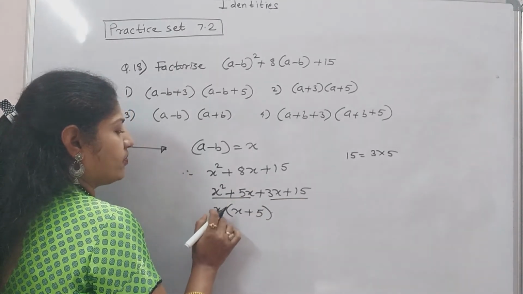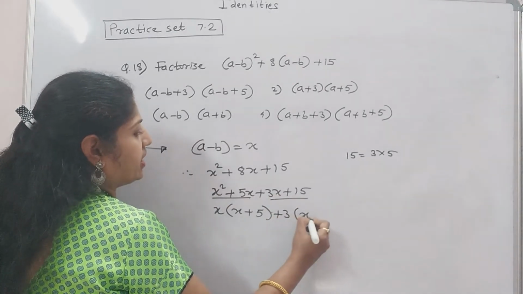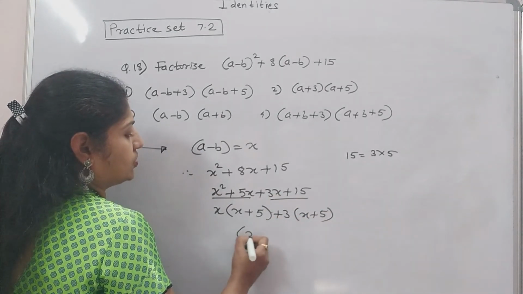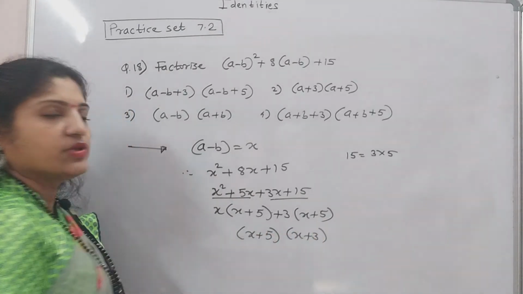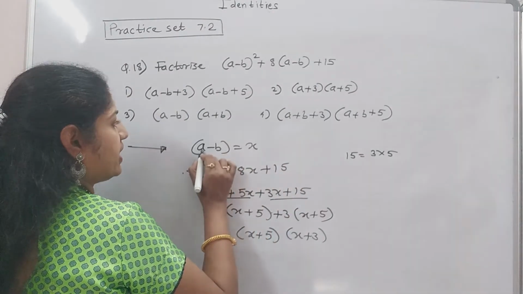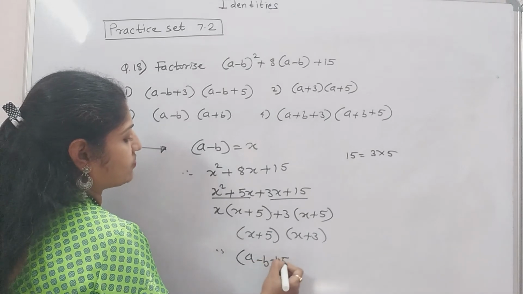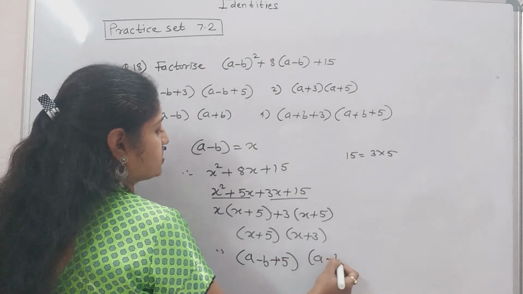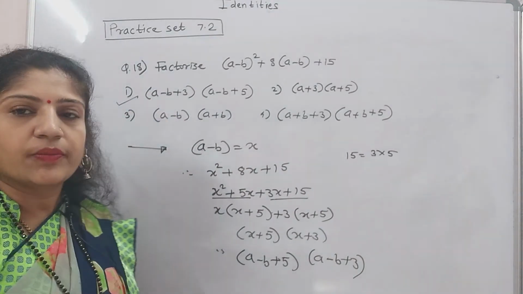Find the common from these two. 3 is common, x plus 5. So this is our answer, x plus 5 and x plus 3. Now put the value of x. x is a minus b, so a minus b plus 5 and a minus b plus 3. So our answer is option number 1.